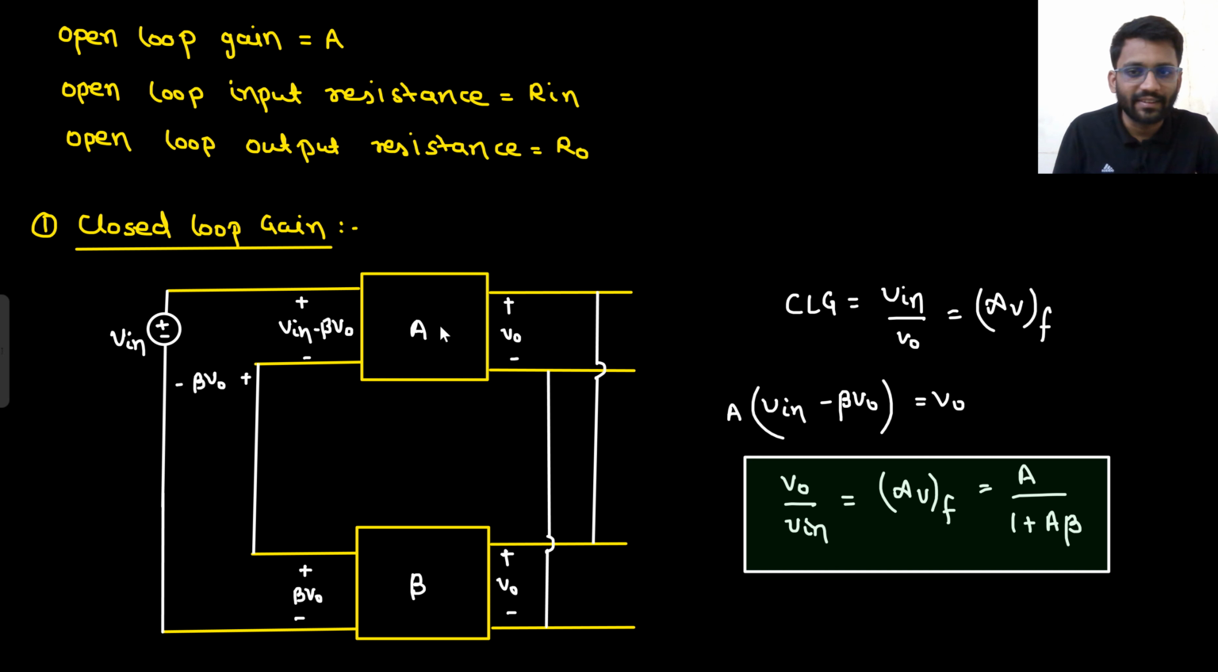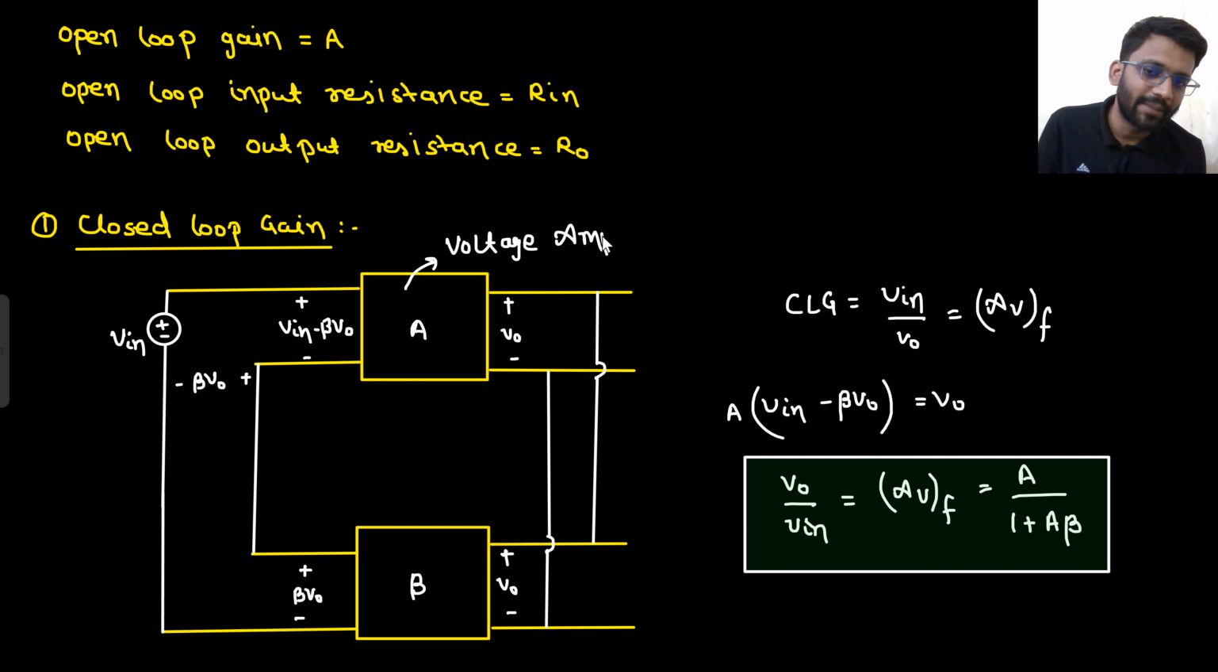Because this is a voltage amplifier. And for a voltage amplifier, what is the output impedance? Output impedance should be as low as possible. So R naught is very low already, so I ignored that R naught value. I took R naught to be 0, and I am saying that the complete AV that I am getting here will be completely fed to the output. So this is what I assumed: V in minus beta V naught, into A, is equal to V naught.